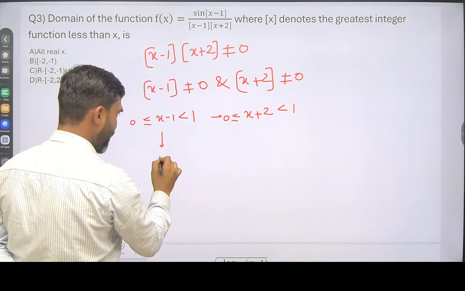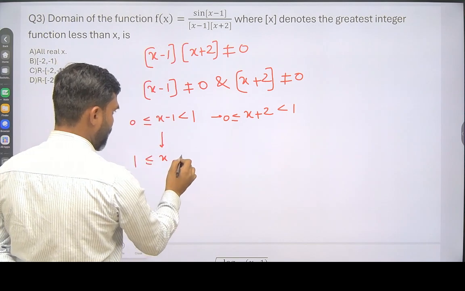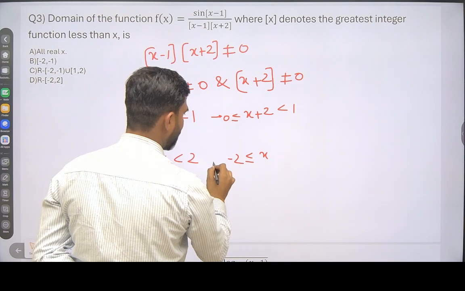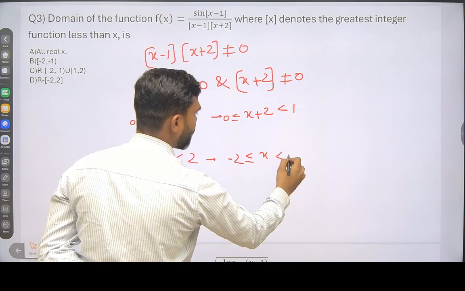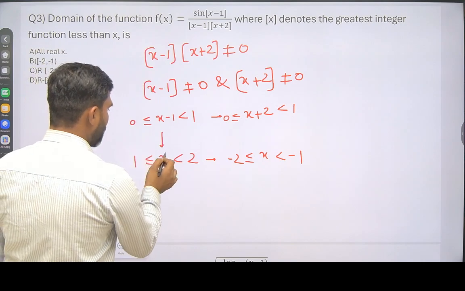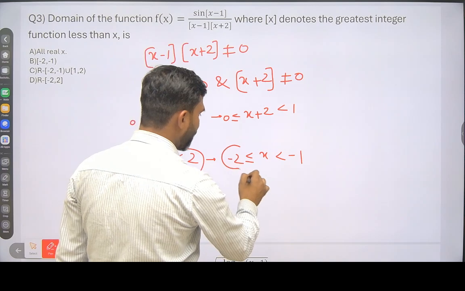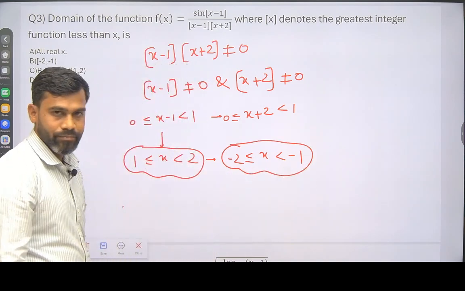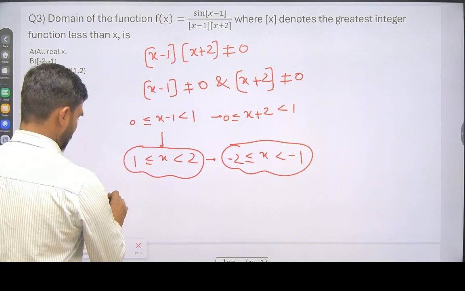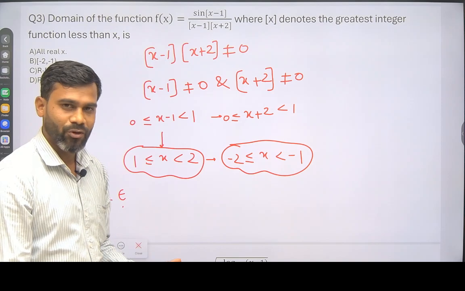Now if you solve this, what will we get? This becomes 1 and this becomes 2. Here this becomes minus 2, and here it becomes minus 1, right? Yes. So x should not lie between 1 and 2, and it should not lie between minus 2 and minus 1. So in these values of x, the denominator becomes 0, right?